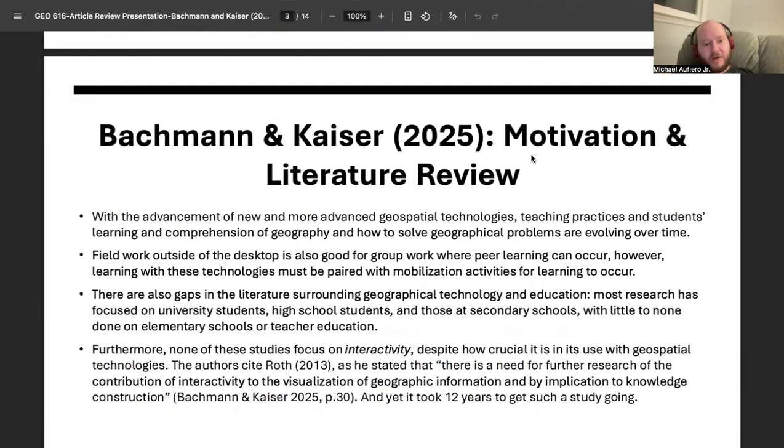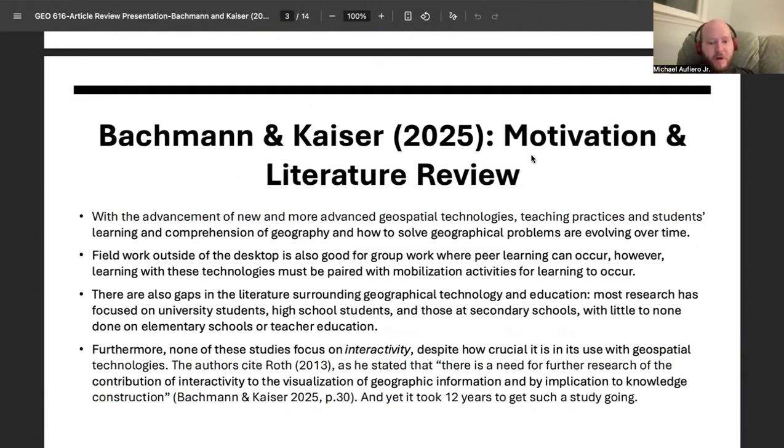However, the emerging theme here is that the development of these technologies doesn't promote learning if mobilization activities for that learning don't occur. And there are also gaps in the literature surrounding geographical technology and education because most research focused on geography is focused on university students, high school students, and those at secondary schools, with little done on elementary schools or teacher education. So, furthermore, none of these studies focus on interactivity, despite how crucial it is in its use with geospatial technologies.